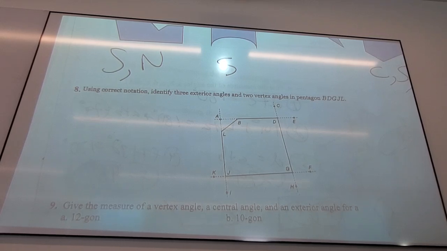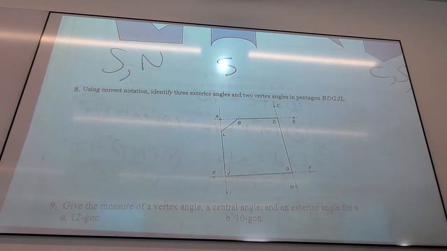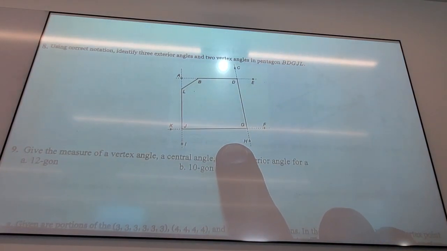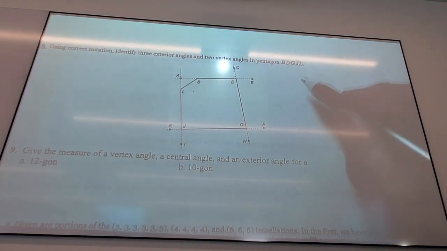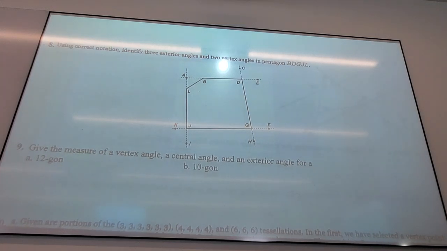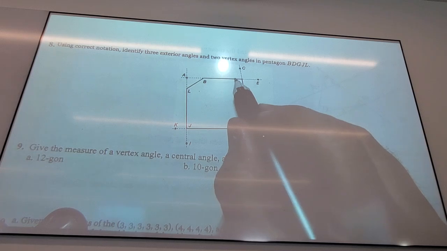So number 8, can somebody tell me one exterior angle? Do it again. CD is not an angle. CDE. CDE would be created if I took this off.